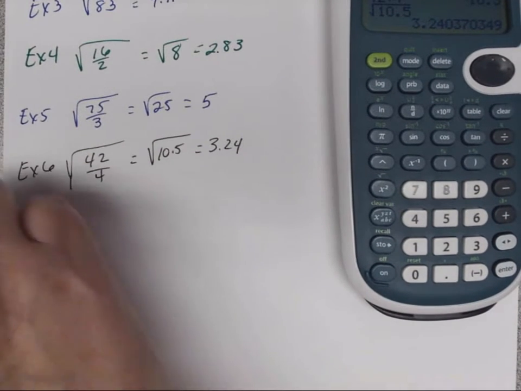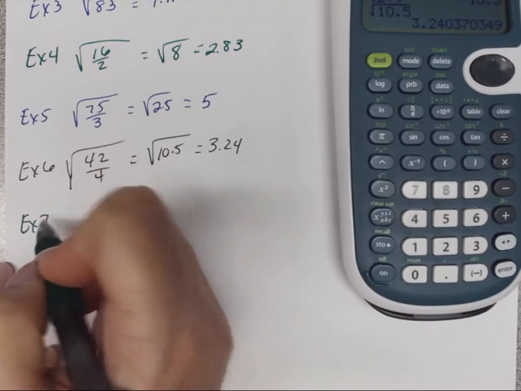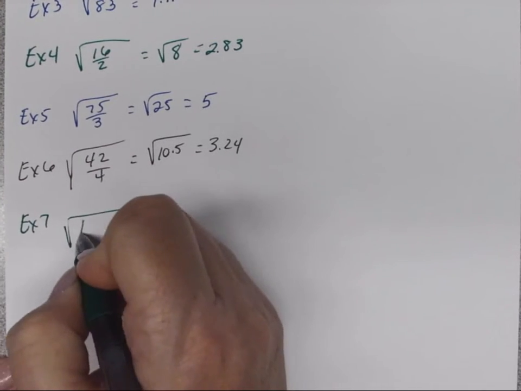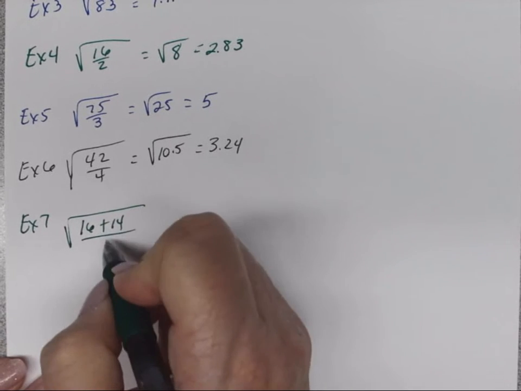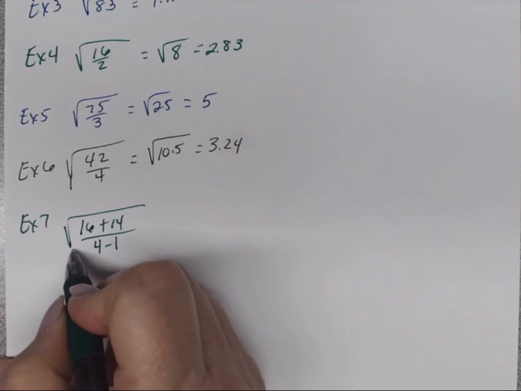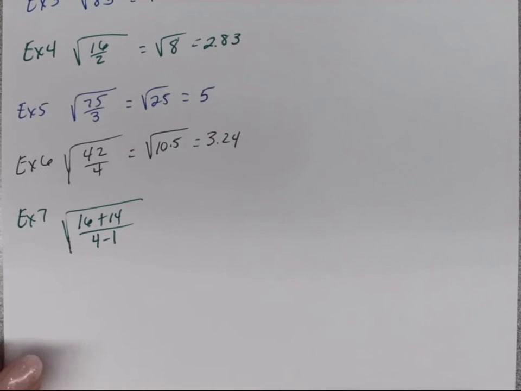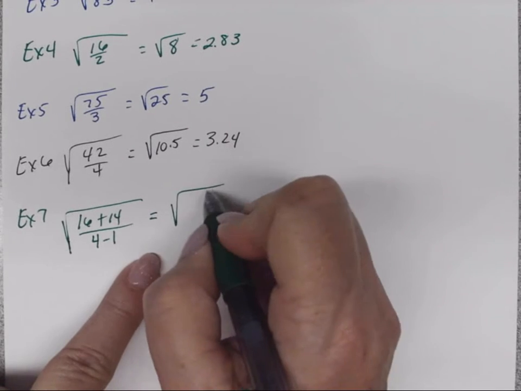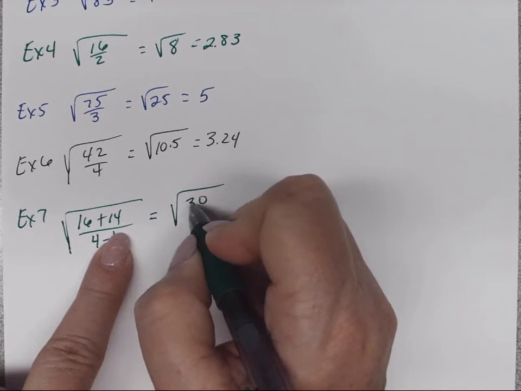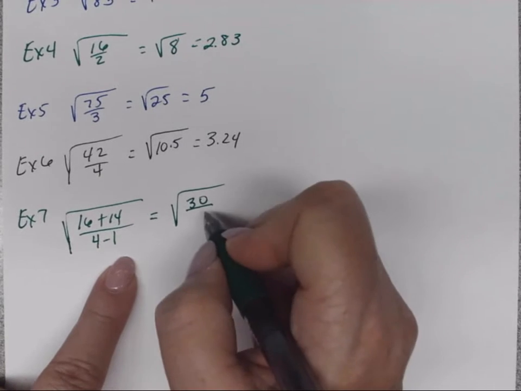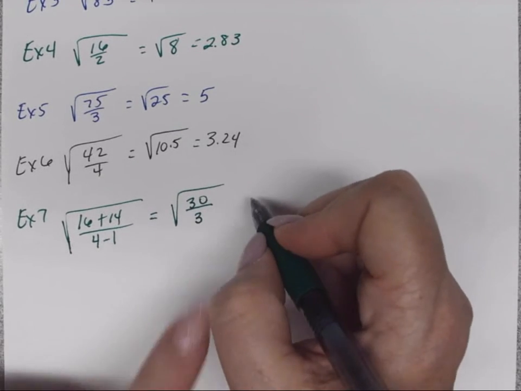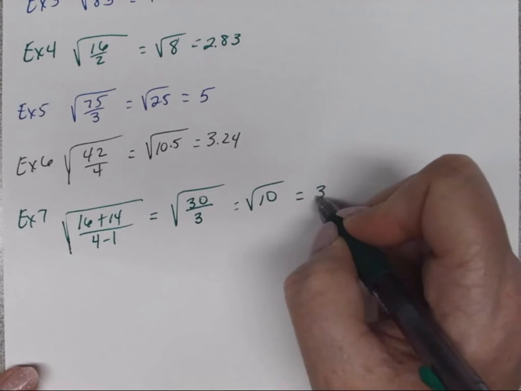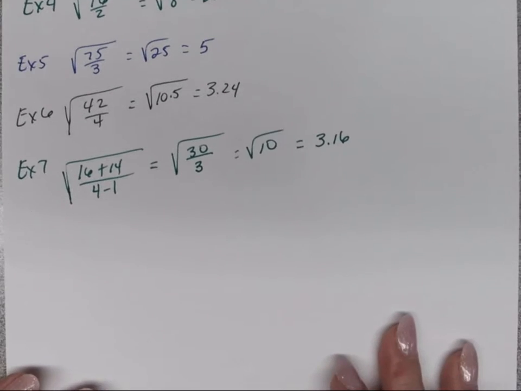All right, let's look at example 7. So for example 7, we are looking at the square root of 16 plus 14 divided by 4 minus 1. So it looks a little short, so I'm just going to extend my line a little bit. You want to make sure it's all under it. So I'm going to add the top first, which gets me 16 plus 14 is 30, divided by 4 minus 1 is 3. Well, 30 divided by 3 is the square root of 10, and the square root of 10 will get us 3.16 in our calculator.